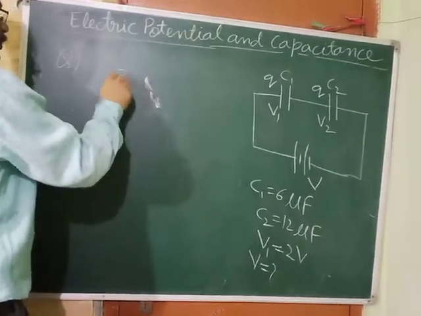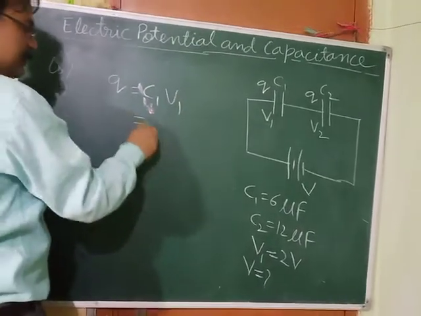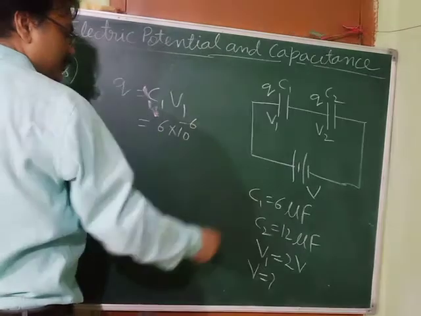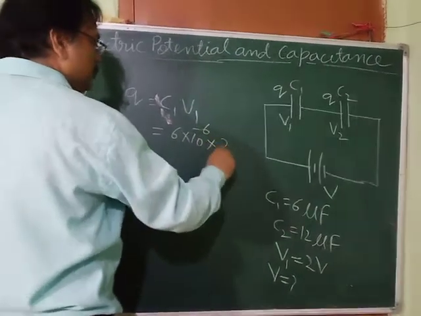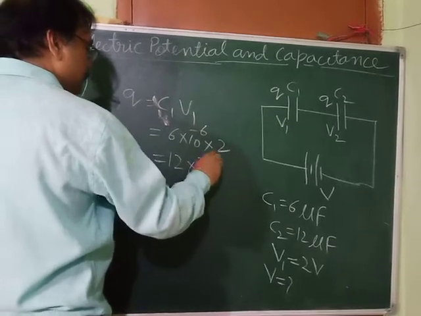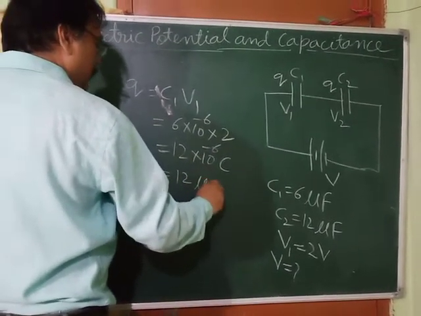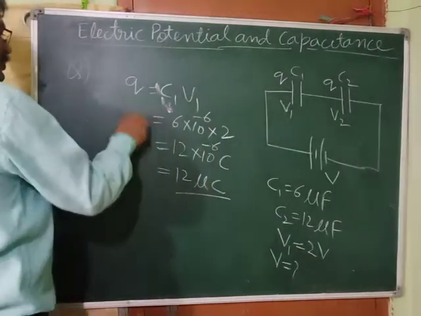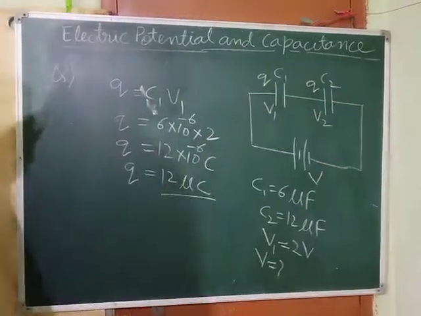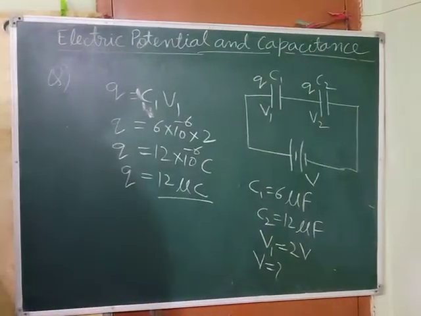So we can find out Q is equal to C1 V1. C1 is how much? It is 6 into 10 to the power minus 6 because micro is there. And V1 is 2. So what do we get? It is 12 into 10 to the power minus 6 coulomb, that is, we can write 12 microcoulomb. So we got the charge, and the same charge will be there on that also, and that is the total charge flowing in the circuit.